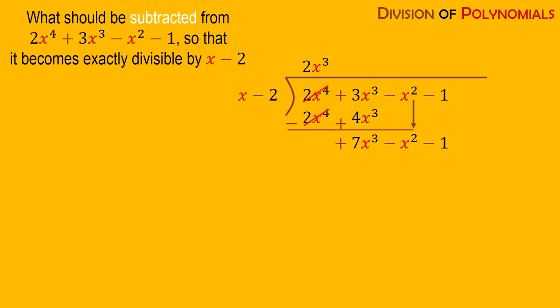Now we have to restart with the first step, and again we are dividing the first term of the dividend by the first term of the divisor. So 7x cubed divided by x, you will get 7x squared. When you multiply 7x squared with x, you will again get positive 7x cubed, because you just divided them to get that. Now we also have to multiply 7x squared with the second term of the divisor, which is negative 2. So you will get negative 14x squared.